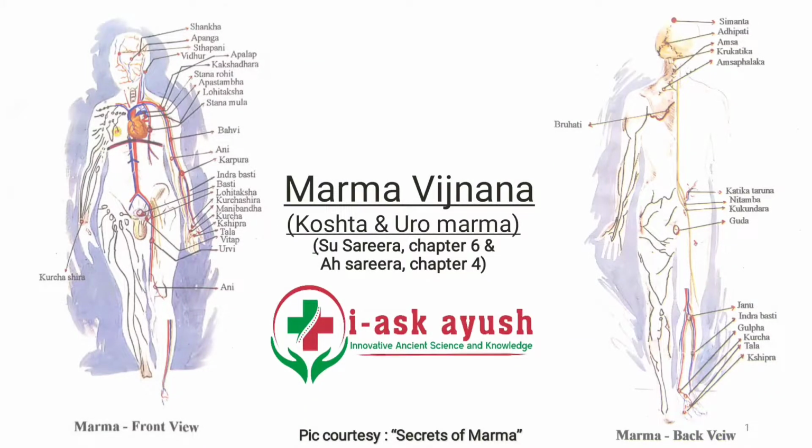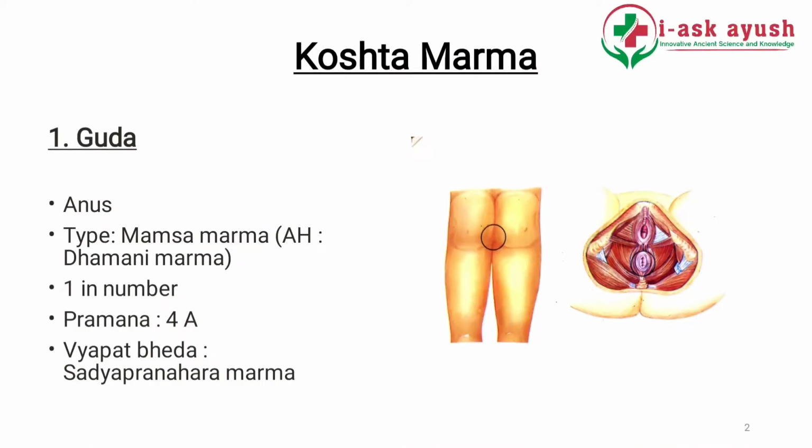Kosta and Uro Marma. Kosta Marma are three in number. First one is Guda. Guda is situated in Vada Varchu Nirasam, Sula Andhra Pradipaddam. It is a Mamsa Marma according to Susruta, and according to Ashtanghrida it is Damani Marma. One in number. Pramana is 4 angula. Vyapat Peda is Sadhya Pranahara Marma.